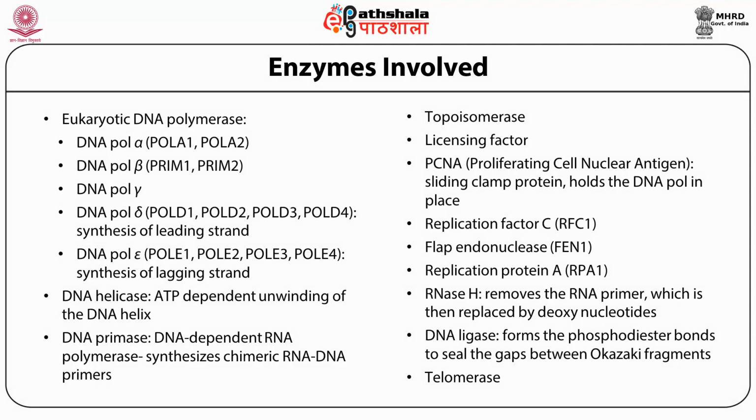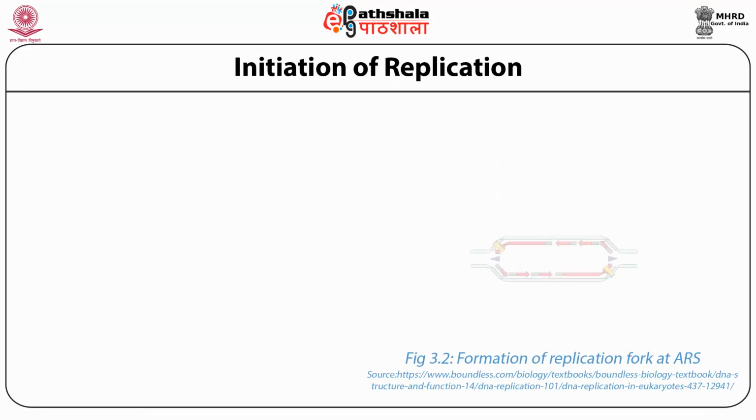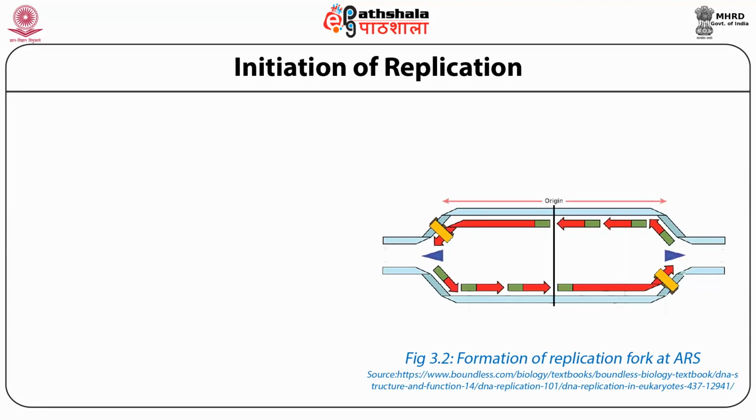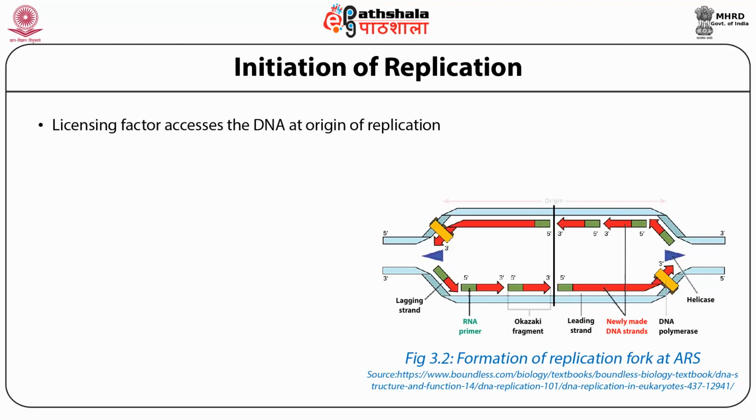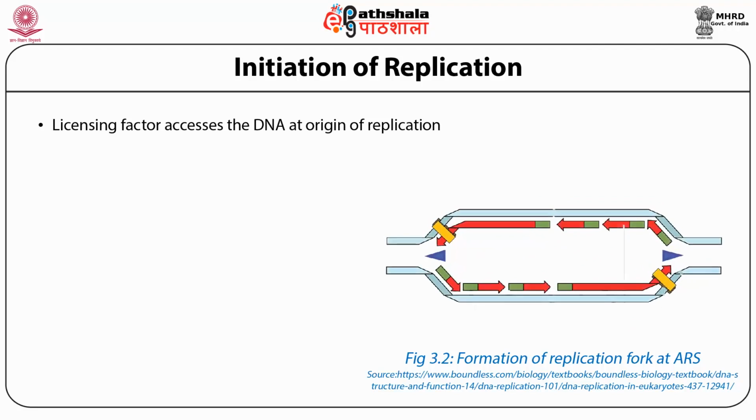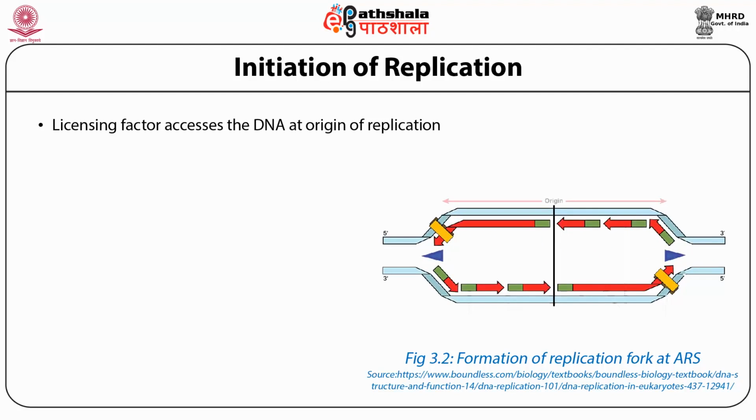Here is a snapshot showing the summary of all the enzymes and their corresponding functions involved in the eukaryotic DNA replication machinery. Let's begin with understanding each step of DNA replication in eukaryotes in detail. Replication in eukaryotes also begins with the triggering of the initiation complex. When the licensing factor accesses the DNA at the origin of replication after disintegration of the nuclear envelope, that marks the initiation of DNA replication.